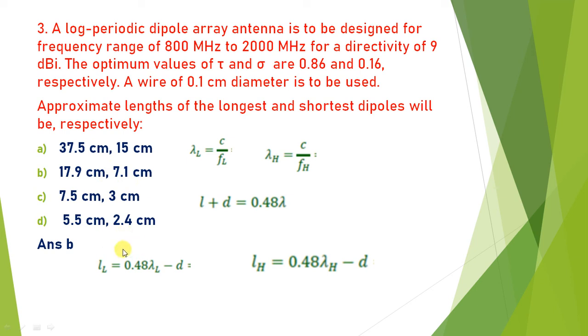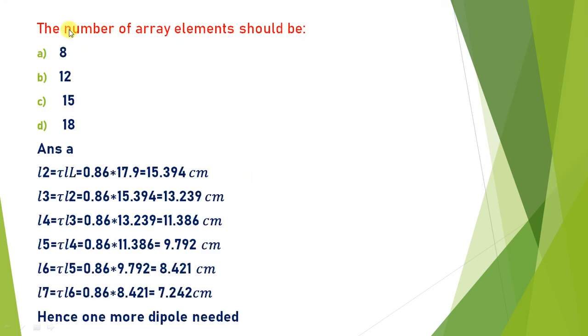Okay, so this is the highest dipole length. LL is equal to the highest dipole length, or the maximum length of the dipole. This is the minimum length of the dipole, that is equal to 7.1. So the answer is B. Now we have to find out the number of elements there should be.